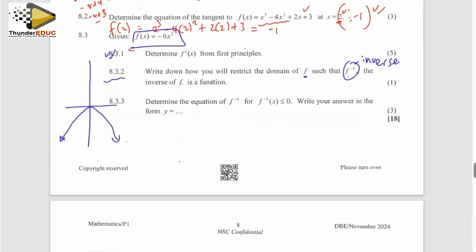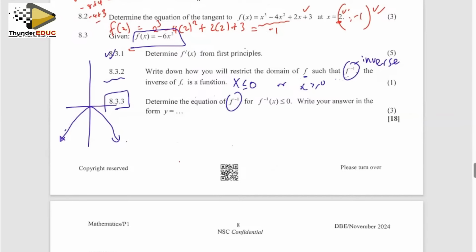So for us to restrict this, either x must be less or equal to 0, so that we have just this negative part, or we can use x is greater or equal to 0, so that we have this other one for the positive section. All right, then 8.3.3, they're telling us to determine the inverse.